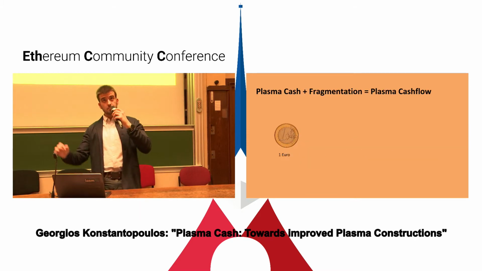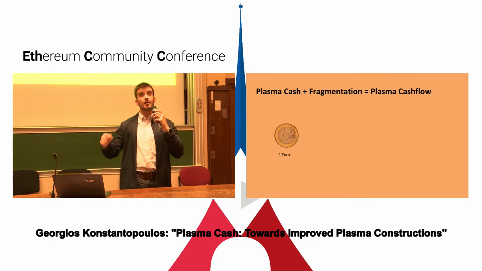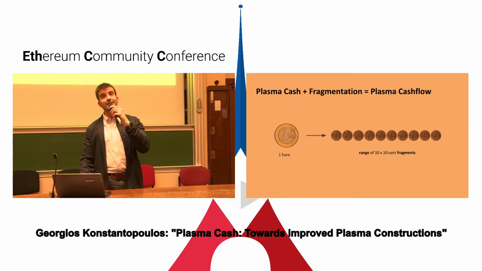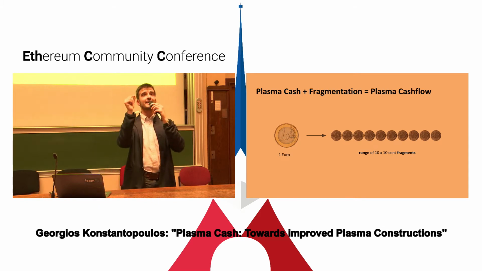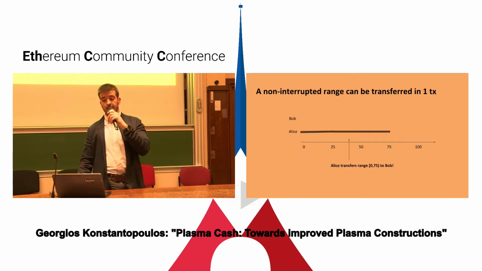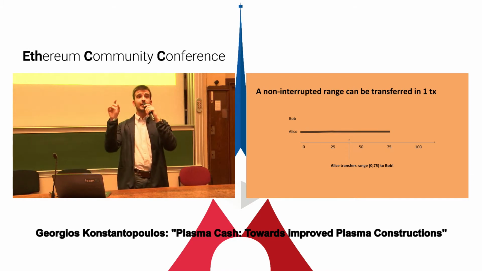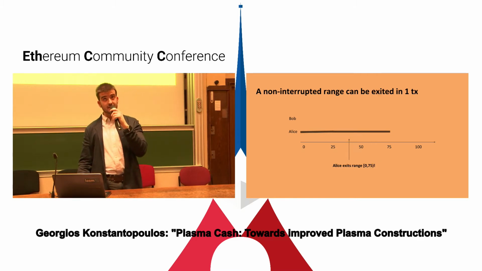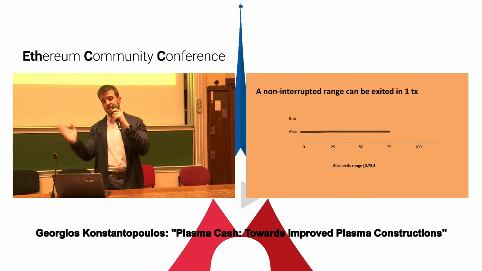I have a euro, 1 euro coin with some serial number. In the Plasma Cash model, it is 1 coin. In the Plasma Cash flow model, the naming joke, everybody hates it, you break it down into 10 fragments of 10 cents each. It's literally just a change in your mental model. Instead of having 1 coin, you have a coin line. Essentially, you can transfer a non-interrupted range in 1 transaction, and you can also exit a non-interrupted range in 1 transaction. And a non-interrupted range can have any granularity.